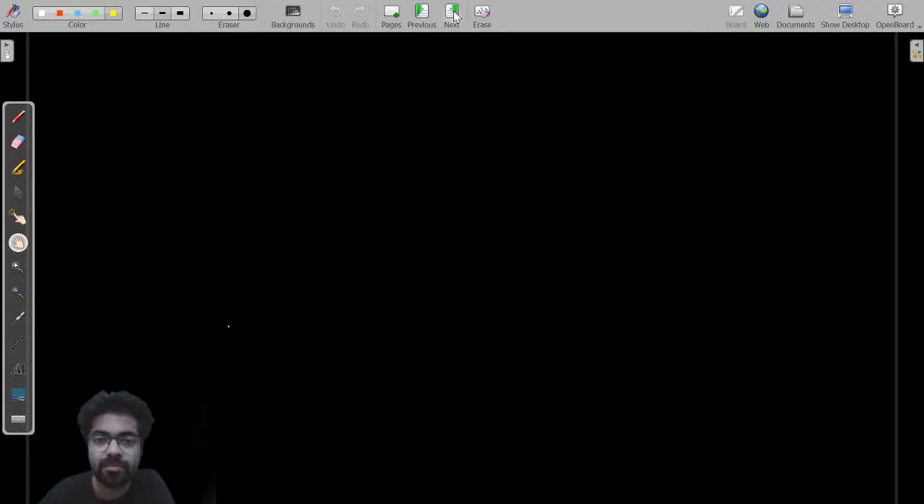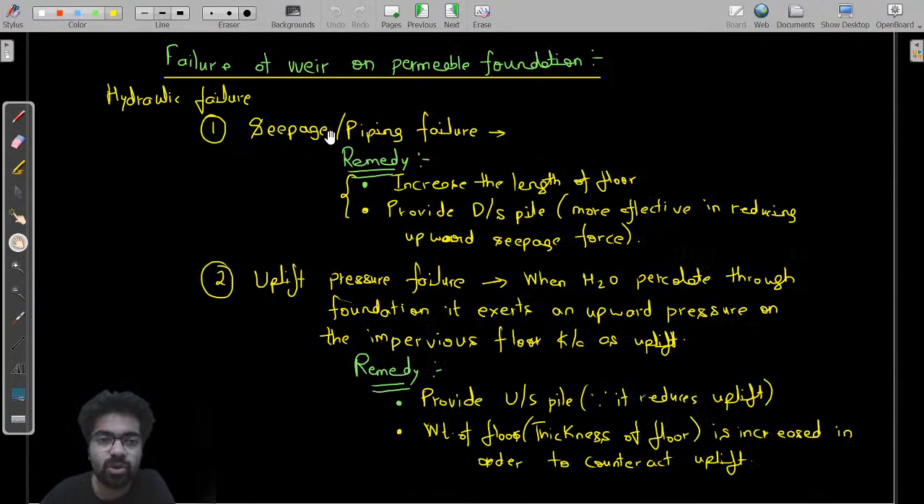What were those problems? Those were seepage and uplift pressure. Seepage failure is very disastrous. It will fail the foundation which is beneath the floor, and the entire weir will collapse. And to reduce this, we already discussed that you have to provide piles so that the length is increased, or increase the length of the floor.